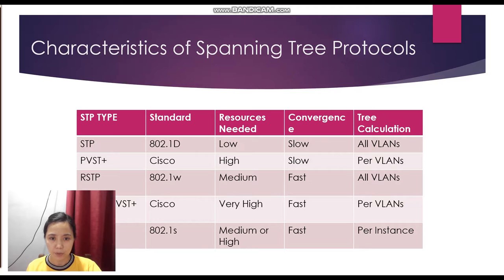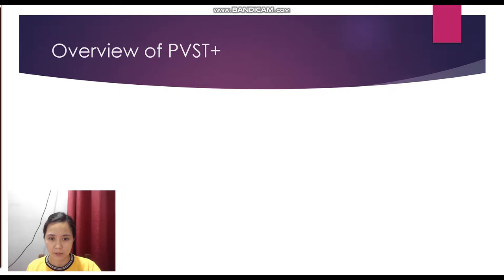RSTP is 802.1w. The resources needed are medium, the convergence is fast, and the tree calculation is all VLANs. Rapid PVST+, the standard is Cisco, the resources needed are high, convergence is fast, and the tree calculation is per VLAN. MSTP is 802.1s, and the resources needed are medium or high, convergence is fast, and the tree calculation is per instance.